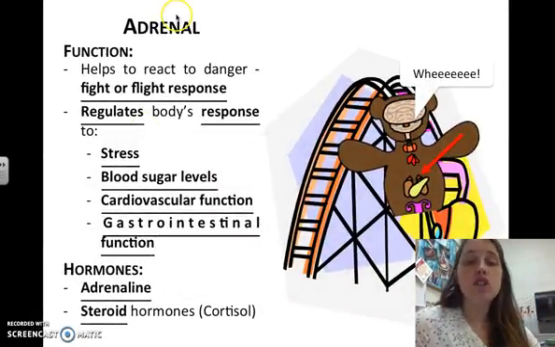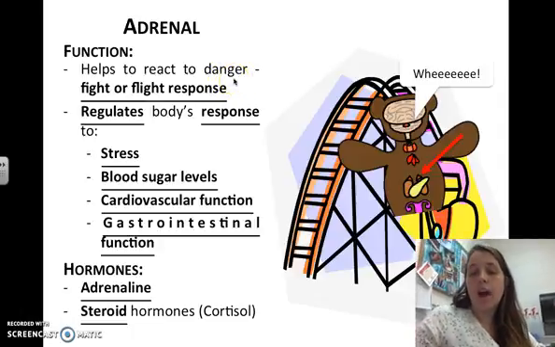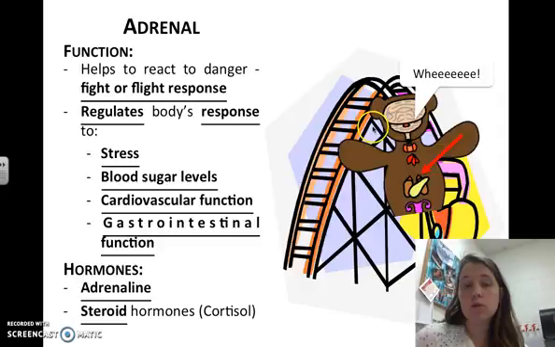Now we have the adrenal gland. The adrenal glands are sitting right here, okay? And they help to react to danger. This is the reason why, when you get scared, so let's say someone scares you, some people run and some people turn around and punch. Okay, that's called the fight or flight response to danger, and your adrenal glands are responsible for that.